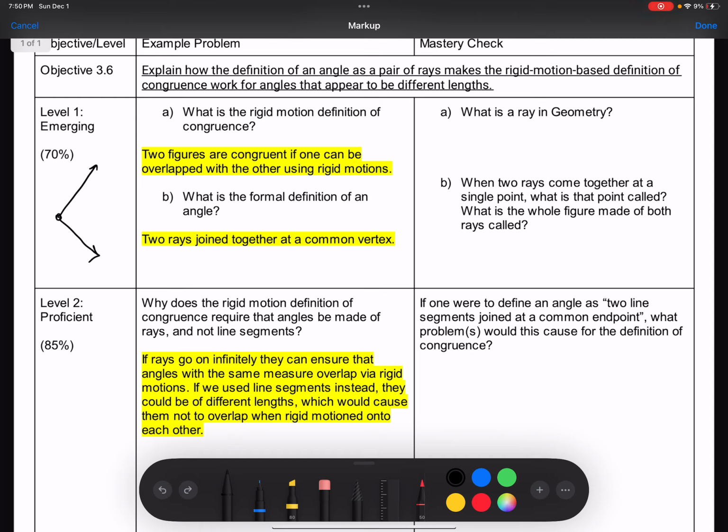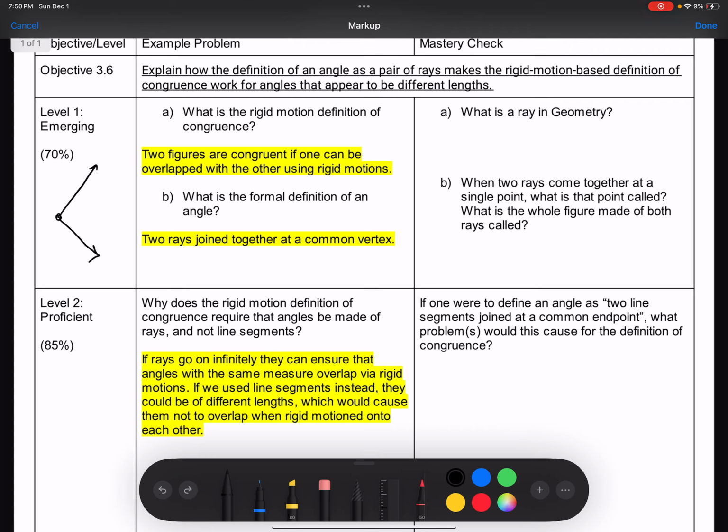What's the formal definition of an angle? It's two rays joined together at a common vertex. So you've got those two rays, and you see how the space in between them kind of forms an angle. So what's that point called? That point's called the vertex.